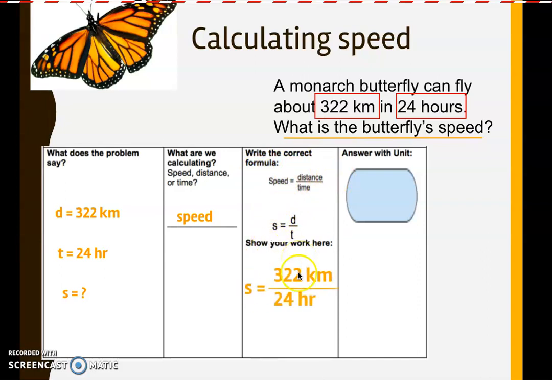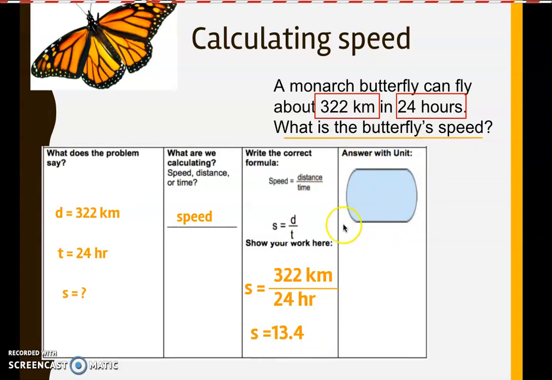And then I'm going to go ahead and show my work. 322 km divided by 24 hours. And I'll plug that into my calculator and get this number. You can round to the tenths place, so 1 decimal point. And then we write our final answer.